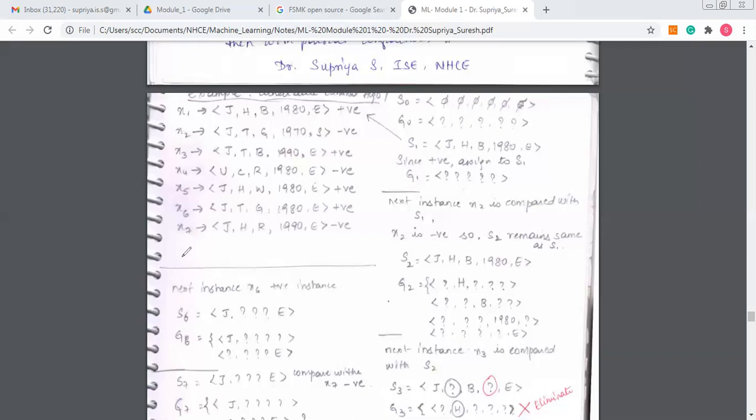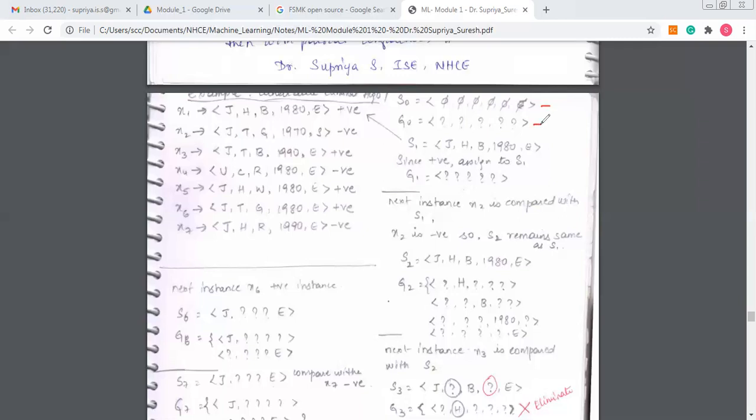Okay. So now we have the positive and the negative instances. As per the discussion with respect to the candidate elimination algorithm, to begin with the problem solving, we first need to initialize S0 and G0. So we have initialized S0 to all phi and G0 to all question marks, right?